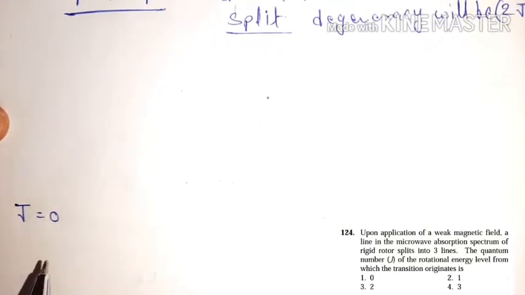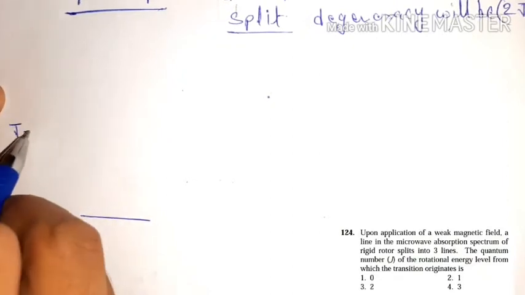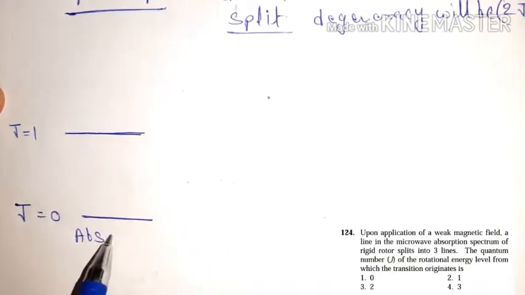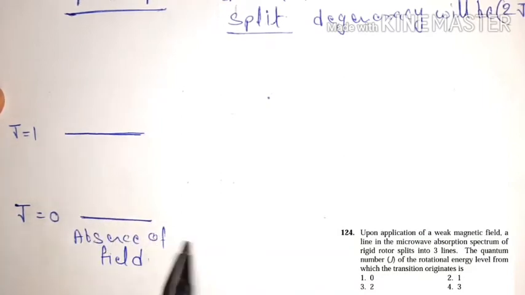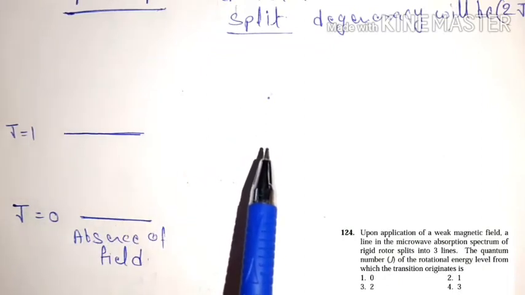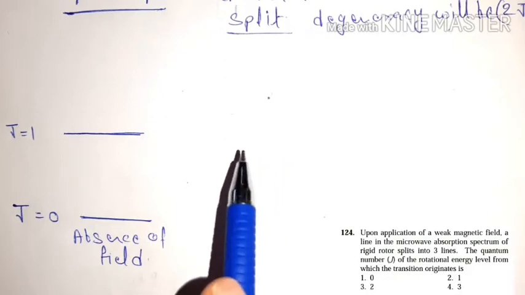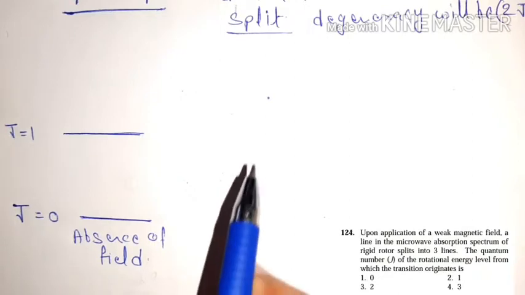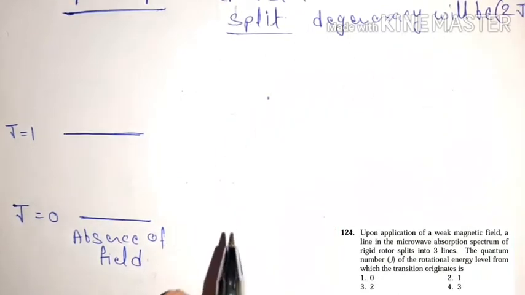We have rotational energy levels associated with a quantum number. For j equals 0, we have one energy level, and for j equals 1, we have one energy level. In the absence of an electric field, they can't be split. But when an electric field is present, the Stark effect will be observed. And what is the Stark effect? The single line will be split into multiple lines, and the degeneracy of these lines will be given by 2j plus 1.